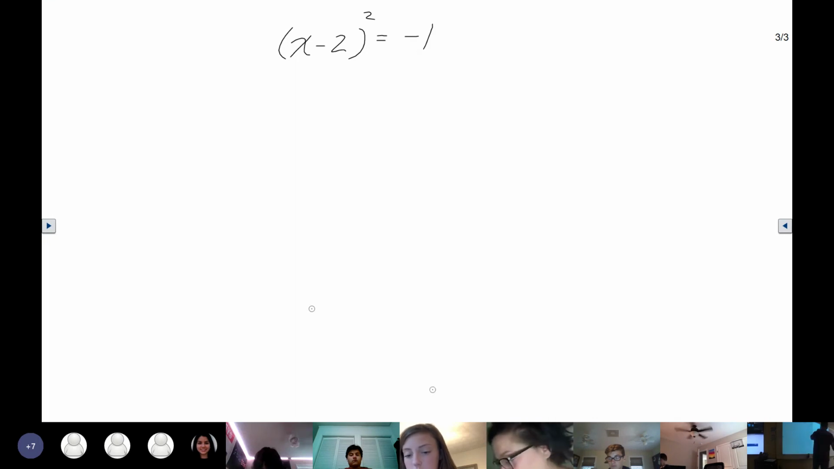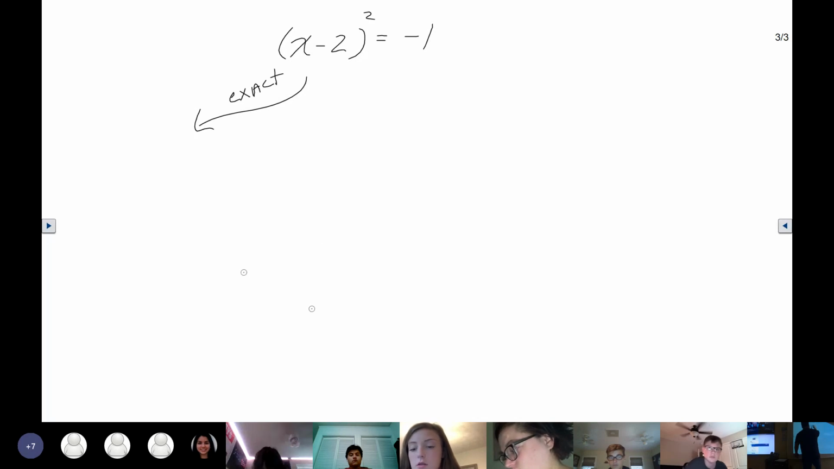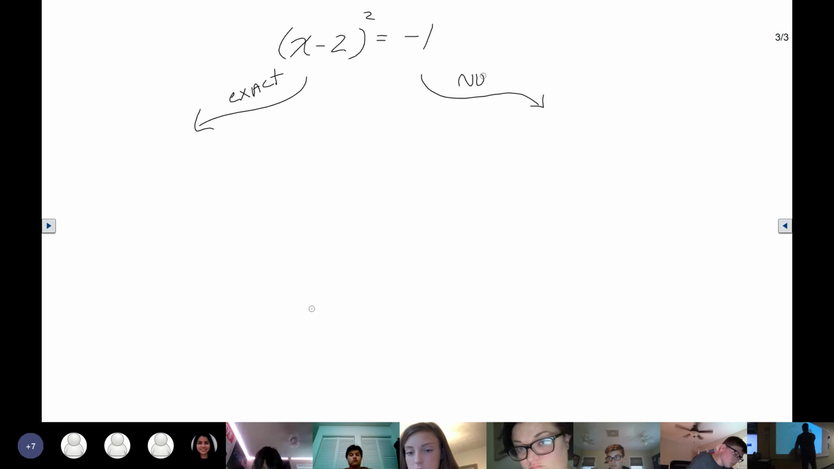You can't have a -1 right there because the exact is going to give you the square root of a negative, which is i, and y'all should know that from algebra. And the approximate means no what? X-intercepts. So you don't even have to do the approximate because you can't. You just know that there's no x-intercepts.